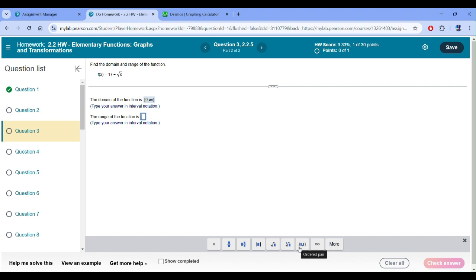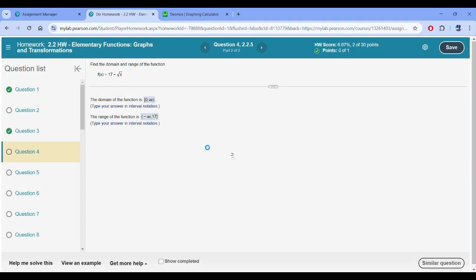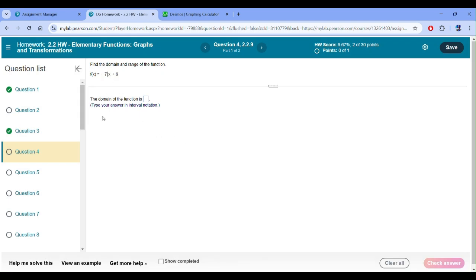Nope. Parentheses, negative infinity, up to 17. Delete that. Insert a hard bracket. Check answer. Beautiful. Okay. Domain absolute value, very similar. I'm going to let you guys do that one.